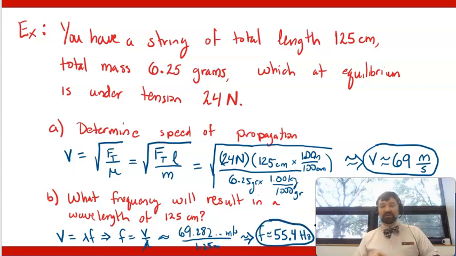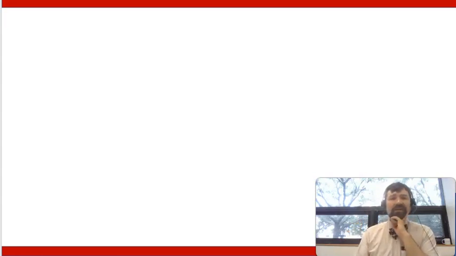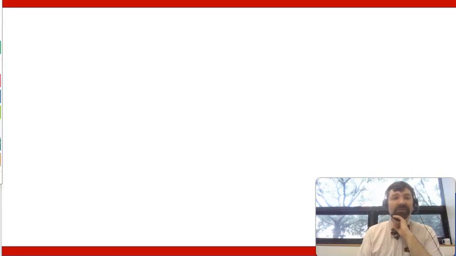All right, so that's our example. So what does a wave traveling on a string actually look like? Well, this in some sense is kind of a rehash of what I've already said about traveling waves in general. A wave on a string is a type of one-dimensional wave.